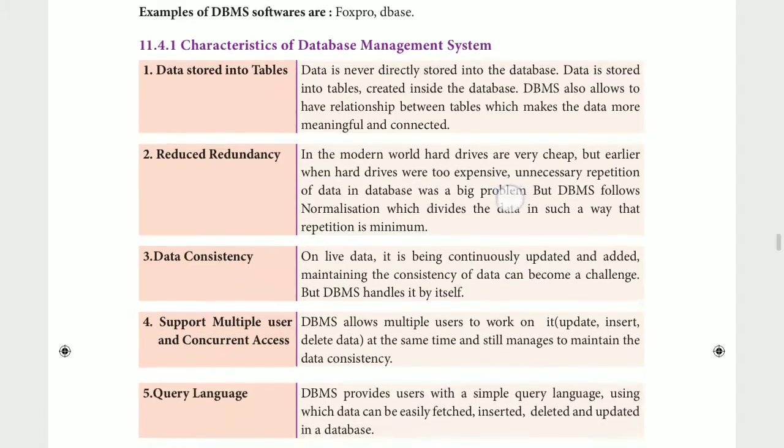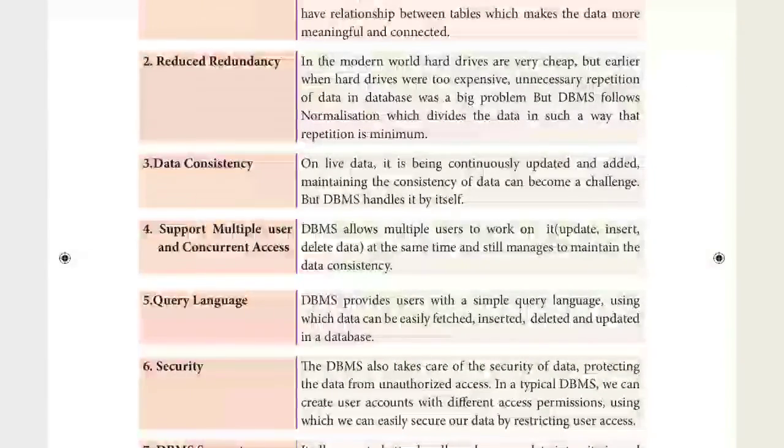Next is data consistency. Live data is being continuously updated, added, and maintained. The consistency of data can become a challenge, but DBMS handles it by itself. When you are using Facebook, the database of Facebook is constantly updated. There are millions of people using that database, so when you just click a like button, it affects the database. So this RDBMS should constantly watch over the data so that it doesn't lose any data.